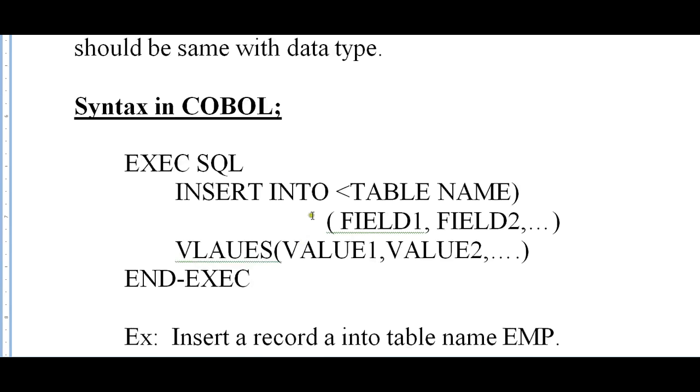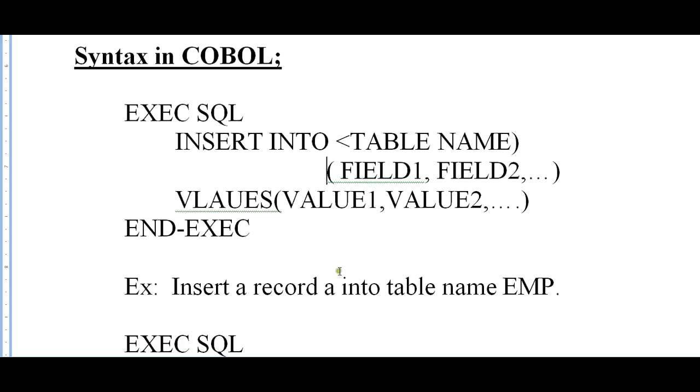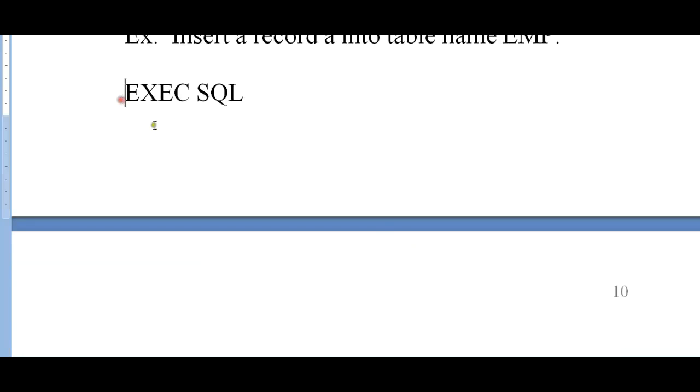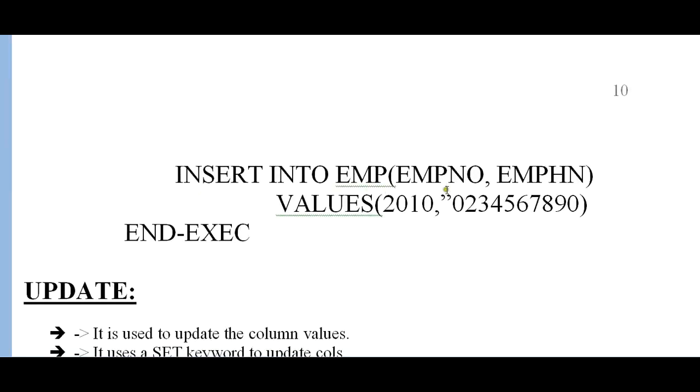So what is the syntax in COBOL? It starts with EXEC SQL, INSERT INTO table name, fields and the values. The number of fields and the number of values should match. For example, to insert a record into the table EMP: EXEC SQL INSERT INTO EMP, emp number, emp phone. I'm entering two fields, the employee number and the employee phone. That's it, and END-EXEC.